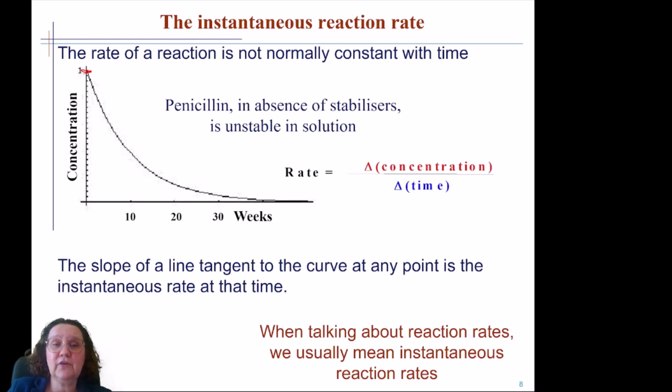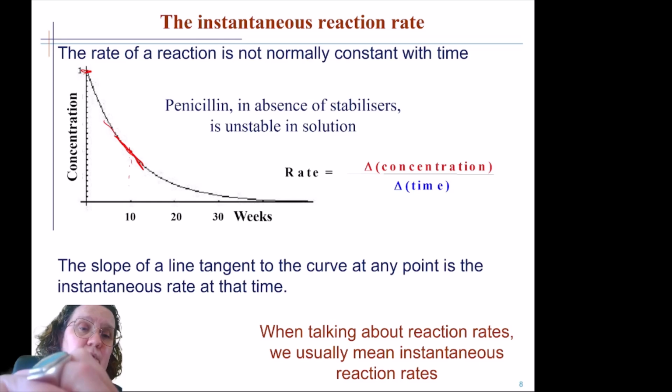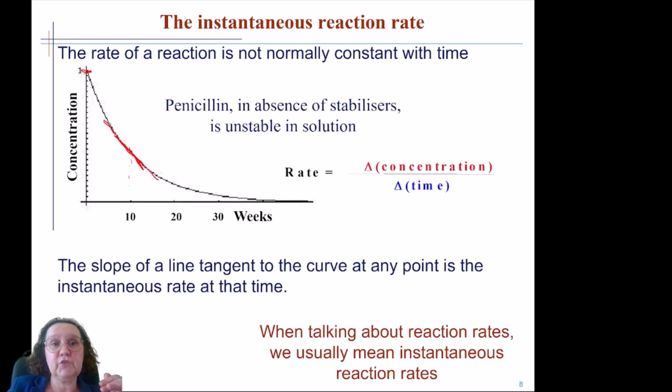You can define an instantaneous reaction rate, how the reaction rate changes with time, by using the tangent at the point you're interested in, let's say at 10 weeks, the tangent line that touches that particular point. So when you define instantaneous reaction rates, you use the slope of the tangent that touches that particular point in time, and that is the reaction rate at that particular point in time of the reaction.